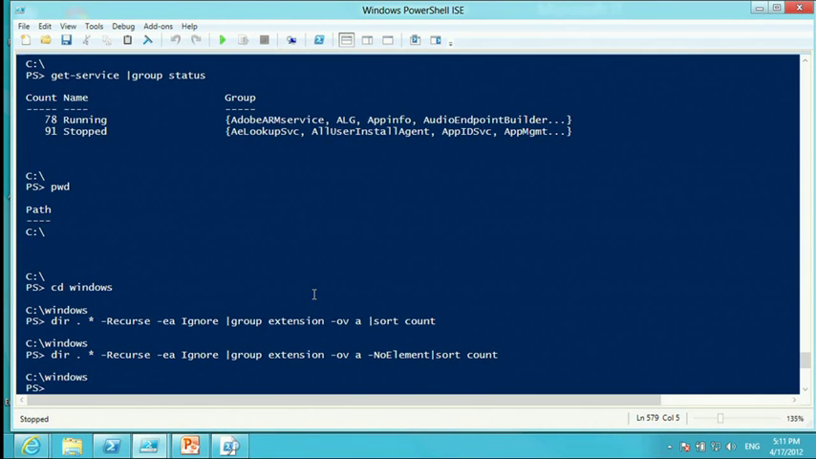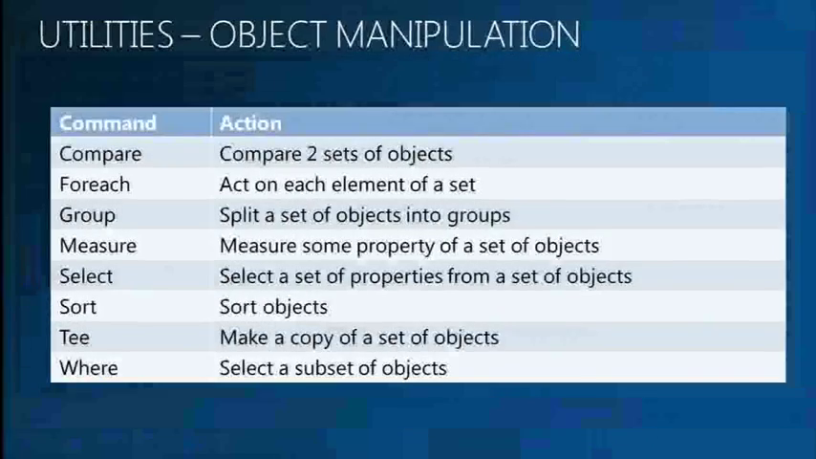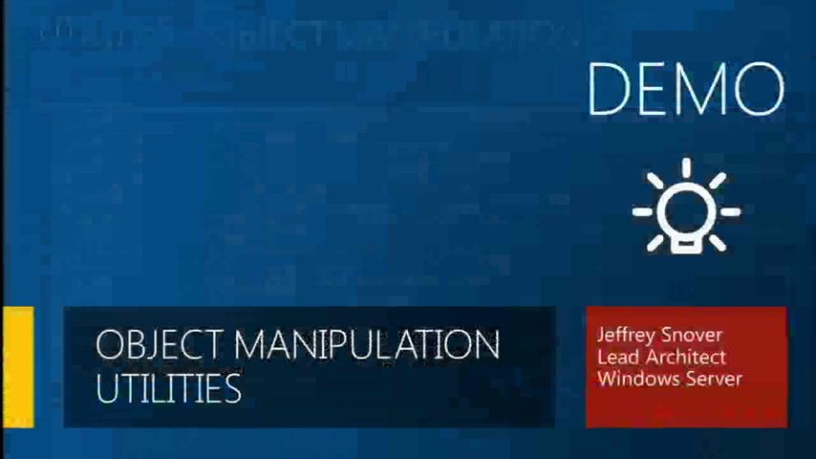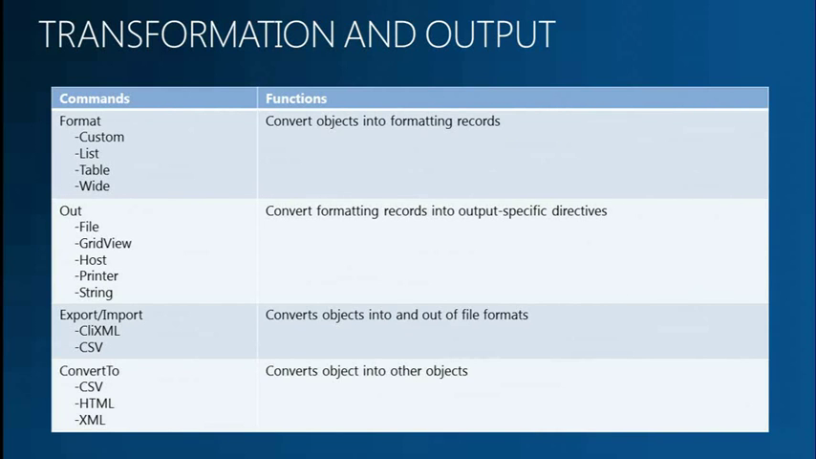So we have lots of wonderful object commandlets to explore. In addition to object commandlets, these utilities, we have formatting. And here, there's a difference between formatting and outputting, right? You can format things as custom, as lists, as tables, or as wide, and then you can output them. You can output them to files, grid view, host, printer, strings. CSV. Well, then that's not an output. Those are import and export.